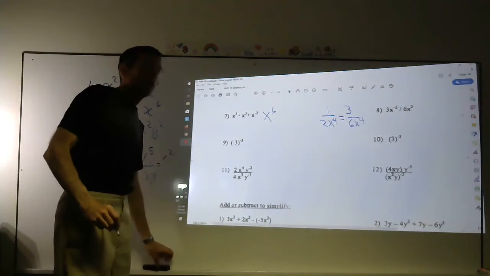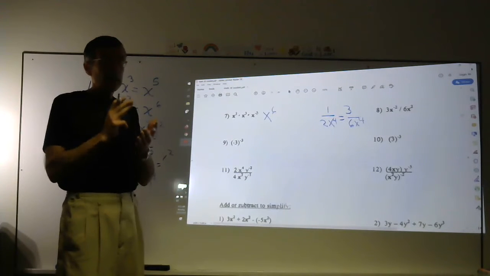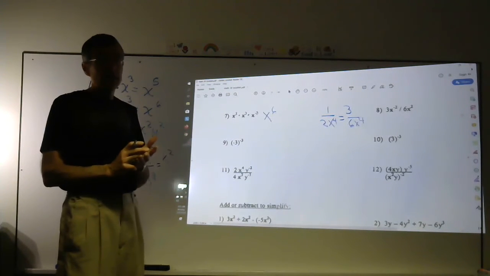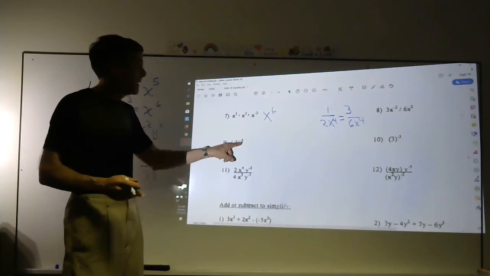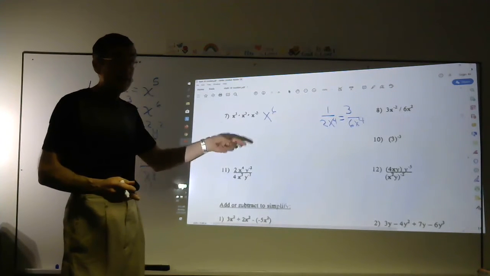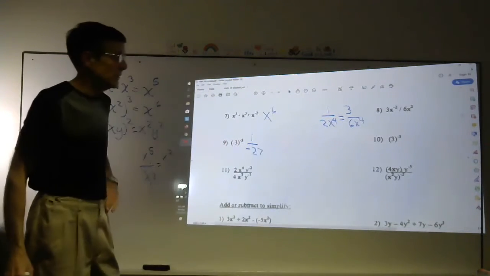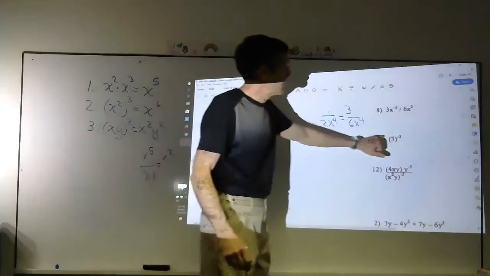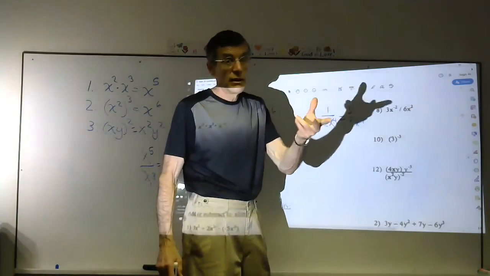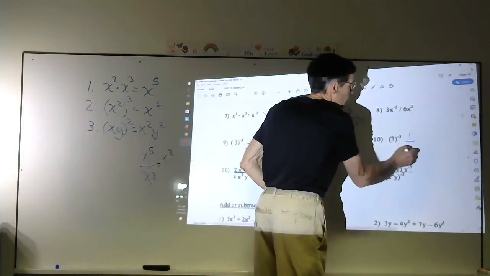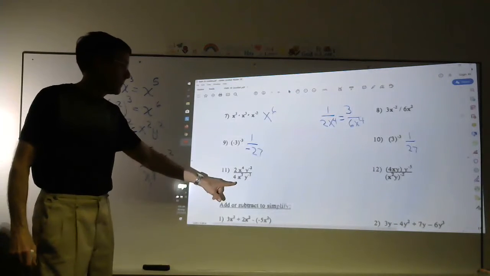Negative 3 to the negative 3rd power. Let's take negative 3 times negative 3 is 9, times negative 3 is negative 27. You know you have 3 negative signs here. Negative 27. But because that power is negative, it flips. So it should be 1 over negative 27. Here is just plain old 3 to the negative 3rd. 3 times 3 times 3 is 27. Flip it. 1 over 27.